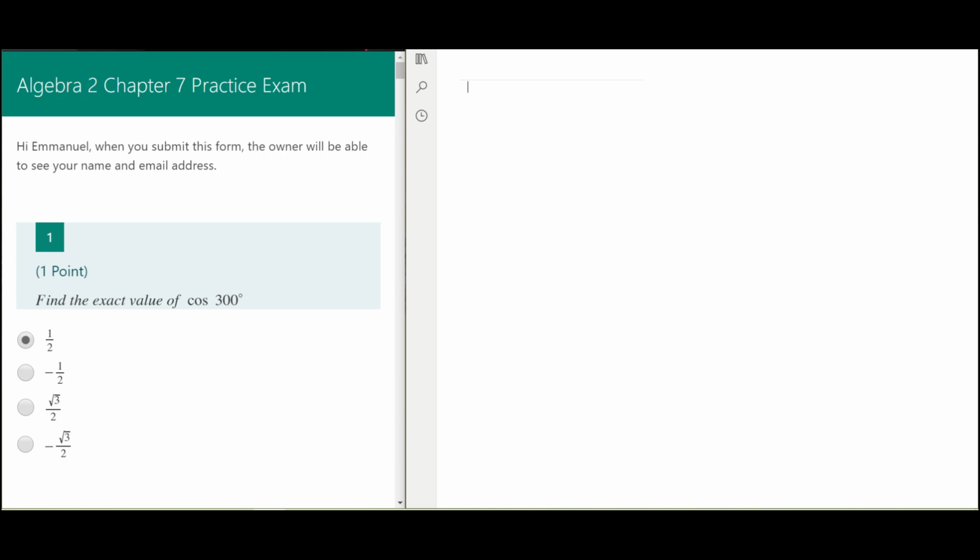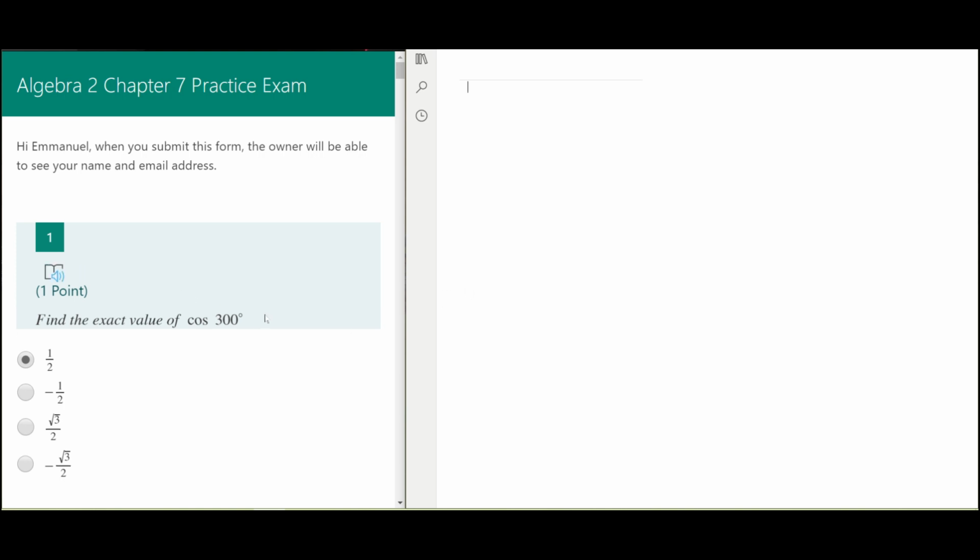Keep in mind that the problems here are randomized, which means that they're going to be the same problems, but the order is going to be different every time you retry the exam. So just keep that in mind as I'm working through the problems. My number one will not necessarily be your number one.